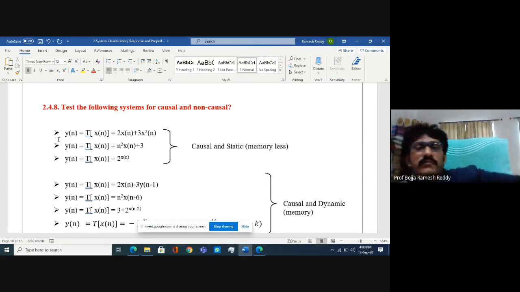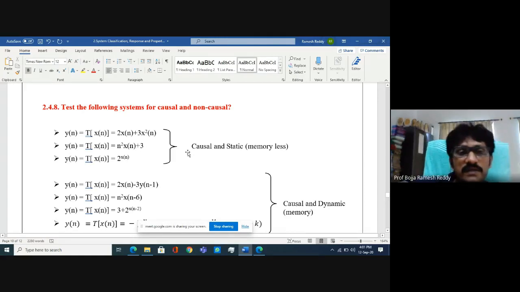Causal system means what? For every causal system, the present output may depend on present input, past inputs and past outputs. And all static systems come under causal systems only. Static means what? Where the present output may depend on only the present input, no memory. Causal means where the present output may depend on present inputs, past inputs and past outputs. Not future.